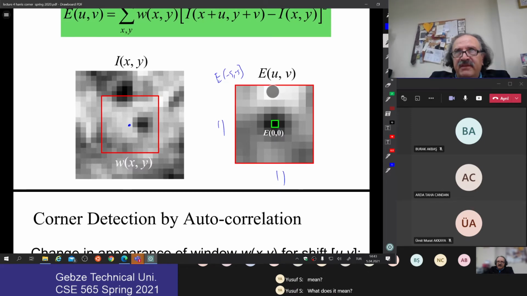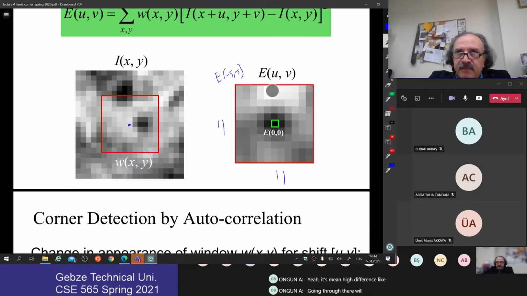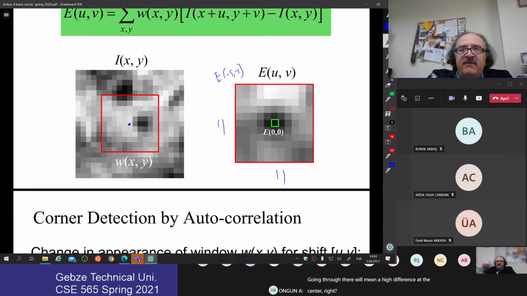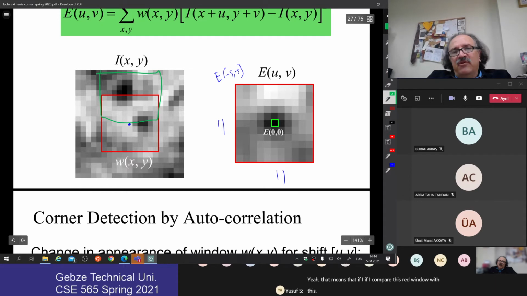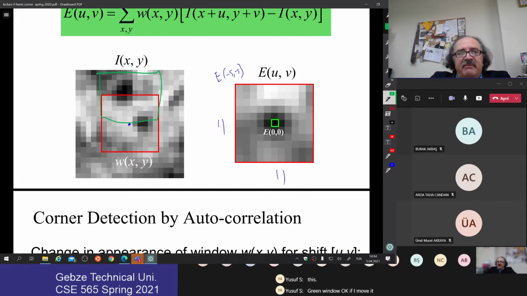This point here, what does that mean? It means high difference. Going through there will mean a high difference at the center, right? Yeah. That means that if I compare this red window with this green window, if I move it 5 pixels up, the difference is very high.